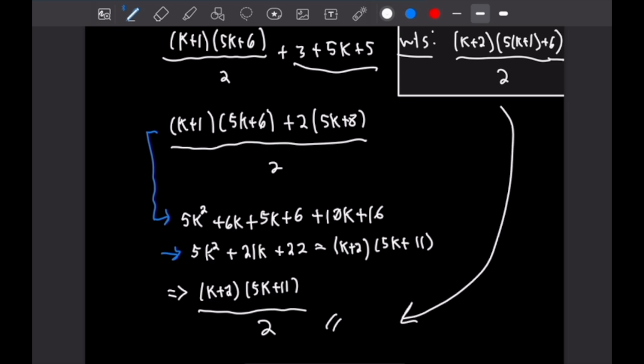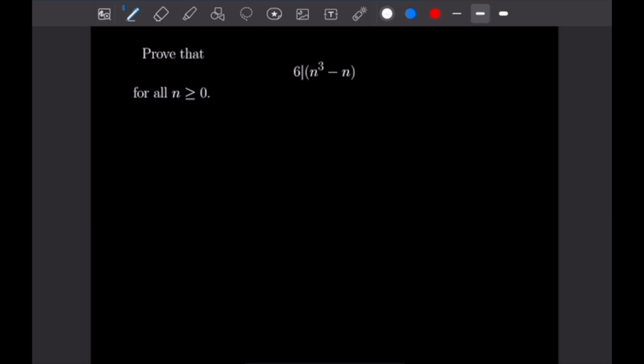So let's get into our second example. For this example, we want to prove that 6 divides n cubed minus n for all n greater than or equal to 0.